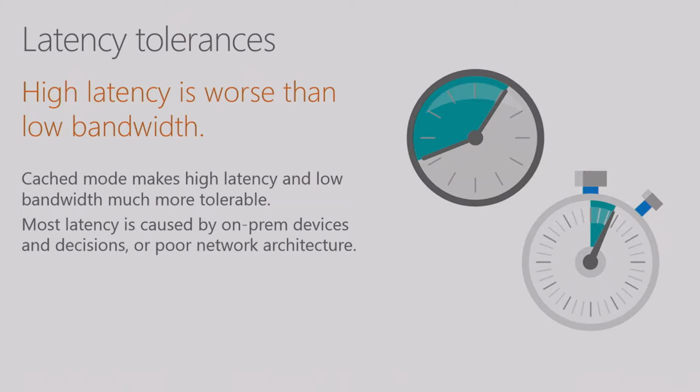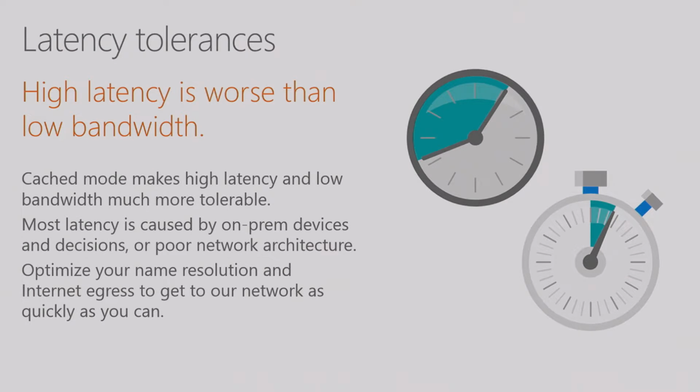Most latency is either caused by on-prem devices and decisions, like show of hands, who's doing those proxies? Or poor routing decisions, or ISP peering or not peering properly. In other words, network. Things that you can control and things that you can fix. We can't speed up the speed of light. You can't pick up your office and move it closer to us. But the speed of light's fast enough. Your office is probably close enough to us. If you've got high latency, it's things that you can do something about, and we'll talk more about which of those are. First and foremost is name resolution.